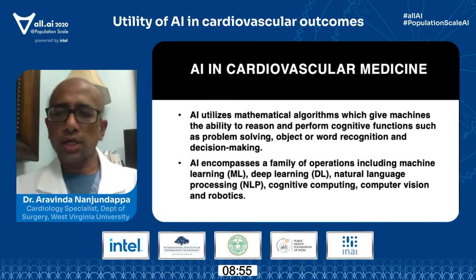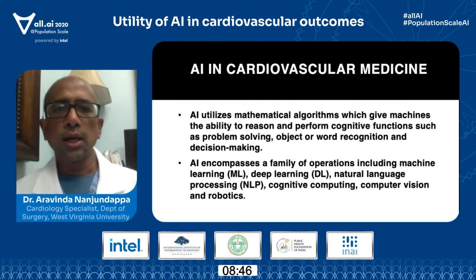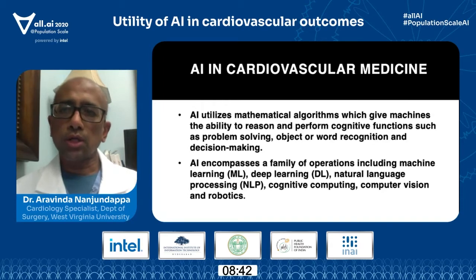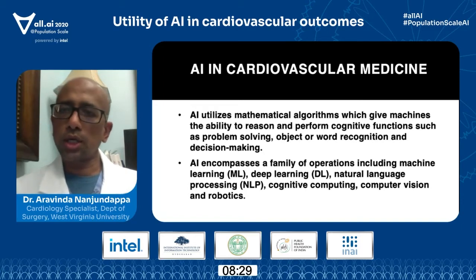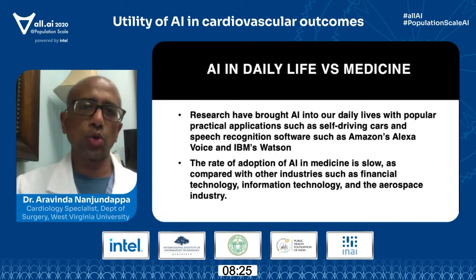Mostly AI utilizes mathematical algorithms that give an ability to reason and perform cognitive functions such as problem solving, object and word recognition, and decision making. Mainly, it involves two or three steps. One of them is machine learning, deep learning, natural language processing, cognitive computing, computer vision, and robotics. So broadly, AI can be divided into one learning process, and the other where it can be of artificial help, such as robotic use.